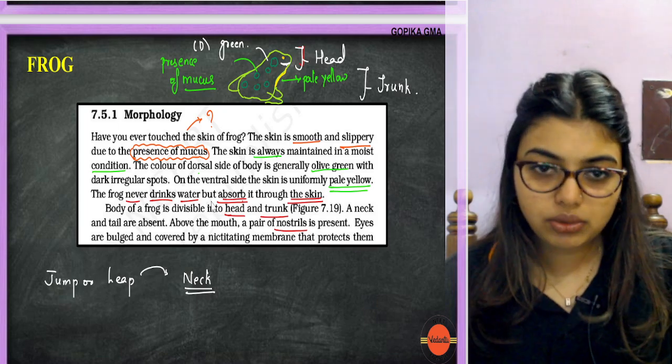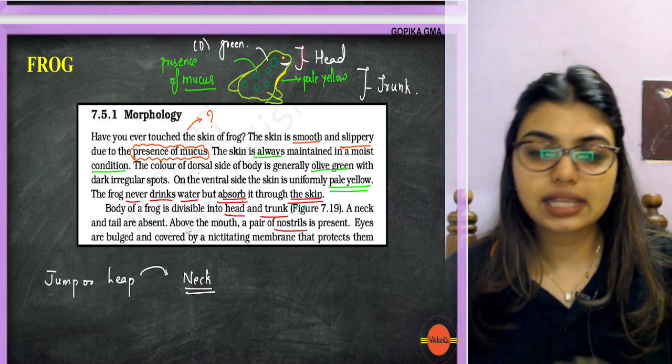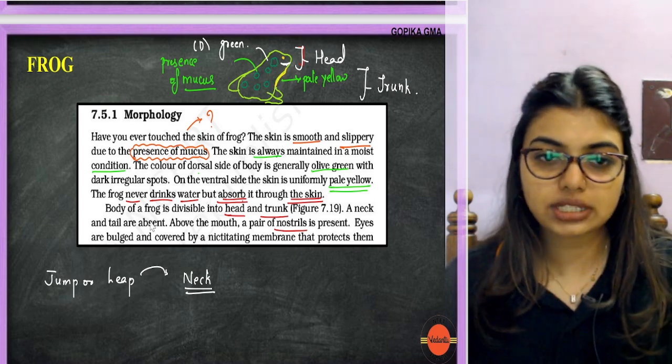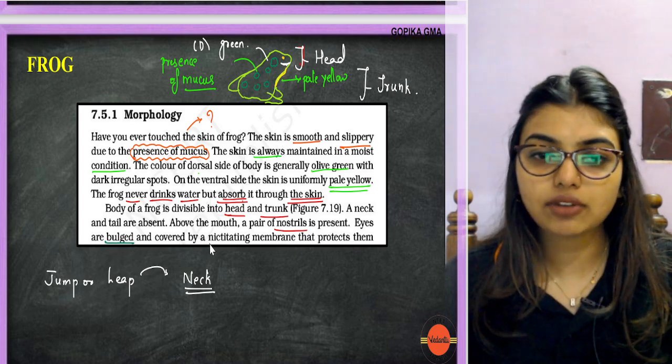Okay, so above, see, look here. So a neck and tail is there above the mouth. Okay, this is the mouth. Above the mouth, nostrils are present. Eyes are bulged and covered by nictitating membrane.